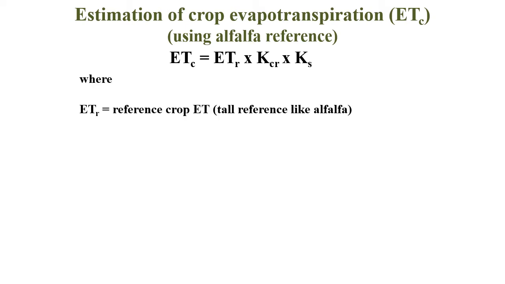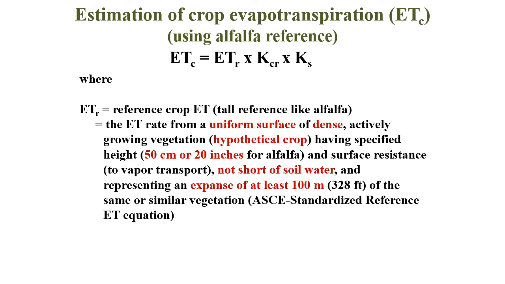The estimation of crop evapotranspiration is done using this equation. The reference crop ET is estimated from weather data and represents the potential amount of evapotranspiration from an actively growing crop. There are two types of references in general use. First is the alfalfa reference, and the other is the grass reference ET. For agronomic crops, we typically use the tall or alfalfa reference.